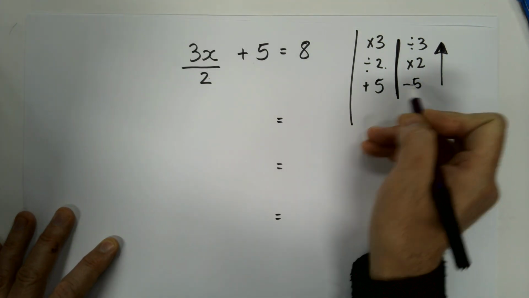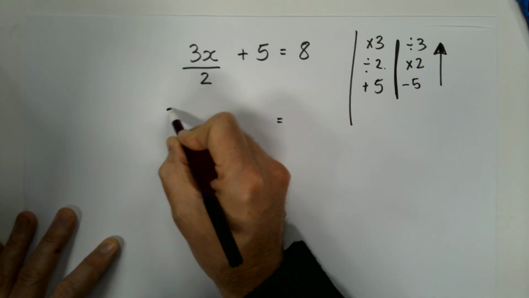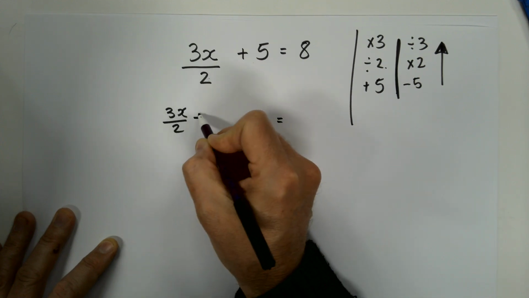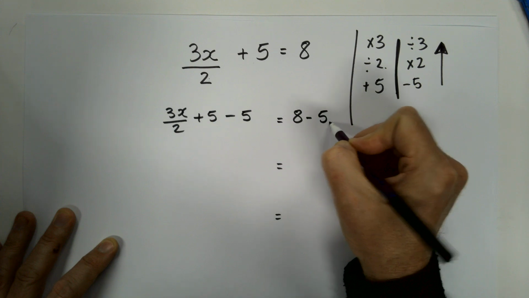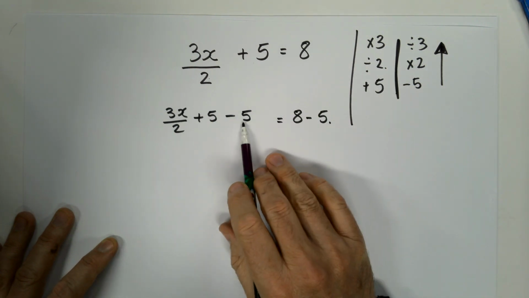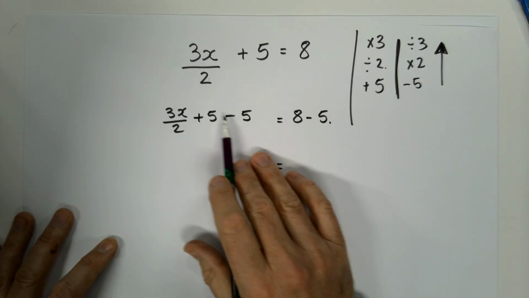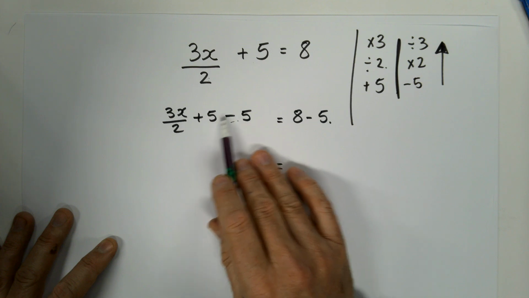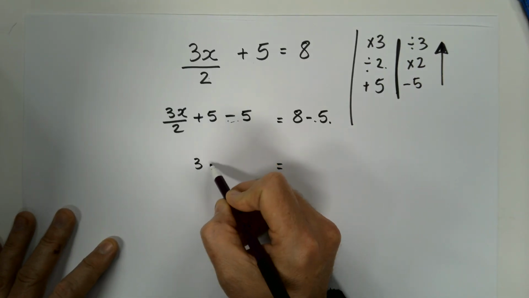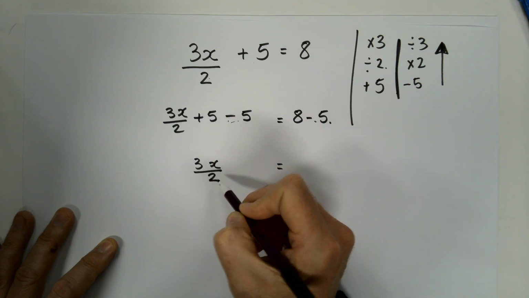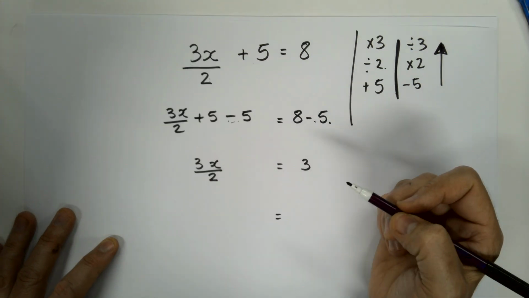I'm going to subtract 5 from both sides. So I've got 3x over 2 plus 5 minus 5, 8 minus 5. So that's what I'm doing there. I'm subtracting 5 from both sides. 5 minus 5 vanishes in a puff of smoke. And over here I've got 3. So I've got 3x over 2 equals 3.